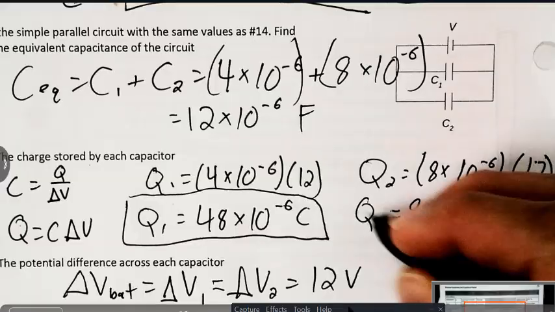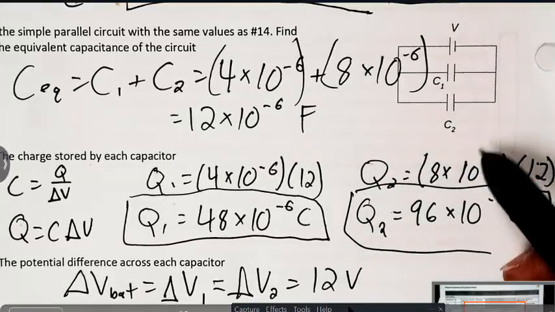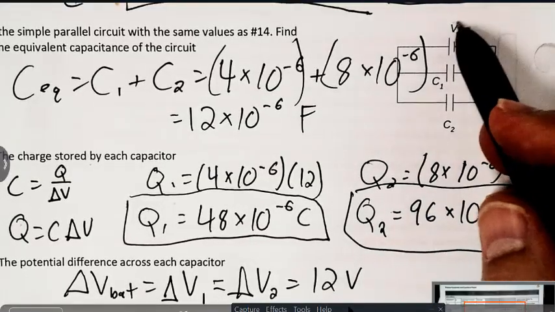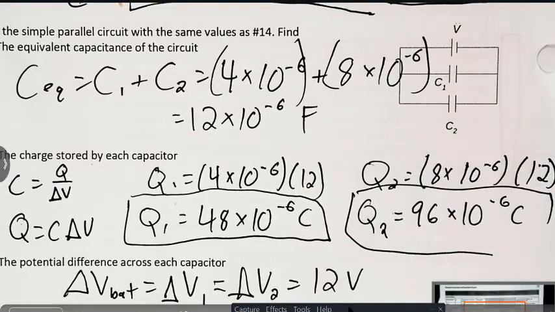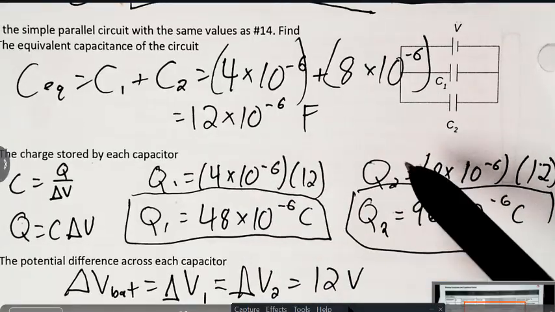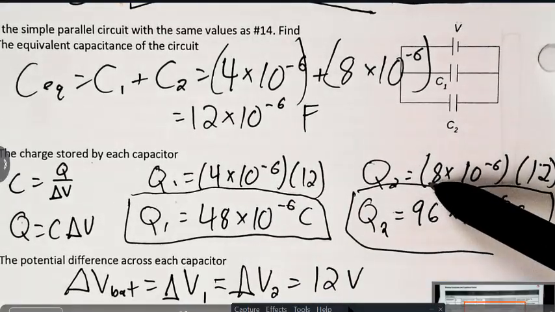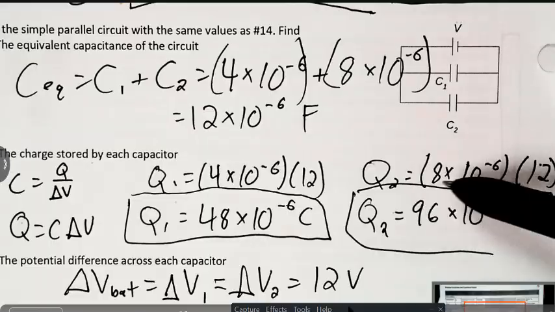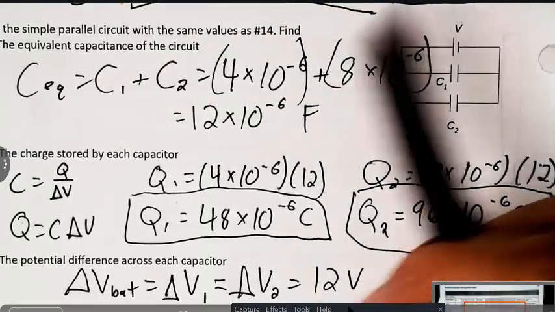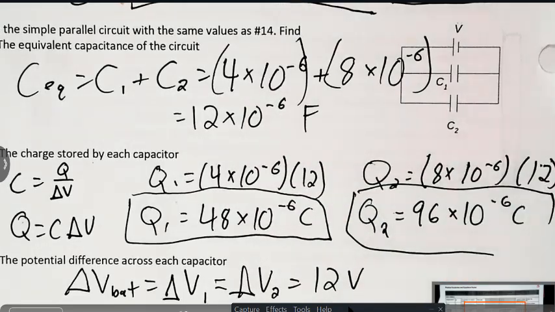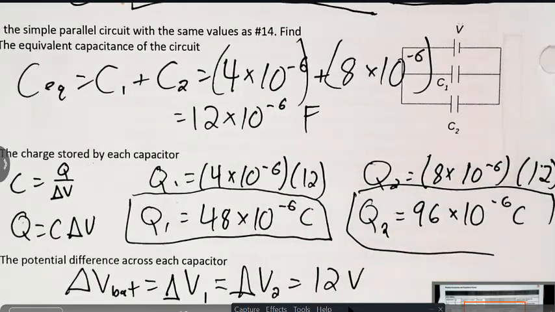That's Q2. You'll notice that the bigger capacitor stores more charge if the potential difference is the same, which I think makes sense conceptually. You could have also solved this with proportions if you wanted to. This one has twice as much capacitance as this one, and so this one should store twice as much charge. You could have done that and then used equivalent capacitance. That could have worked too, but I used this method. But anyway, those are the answers.